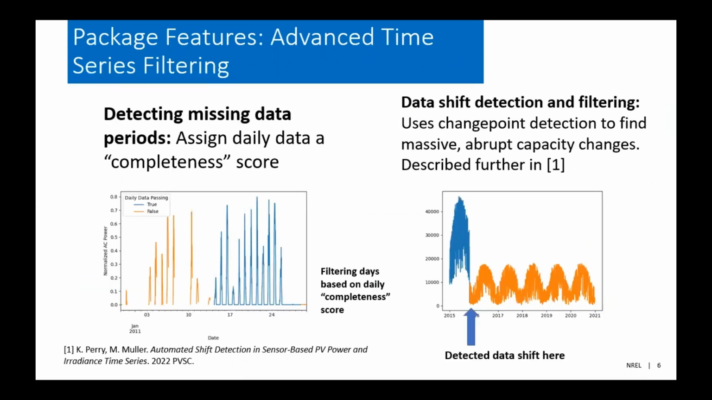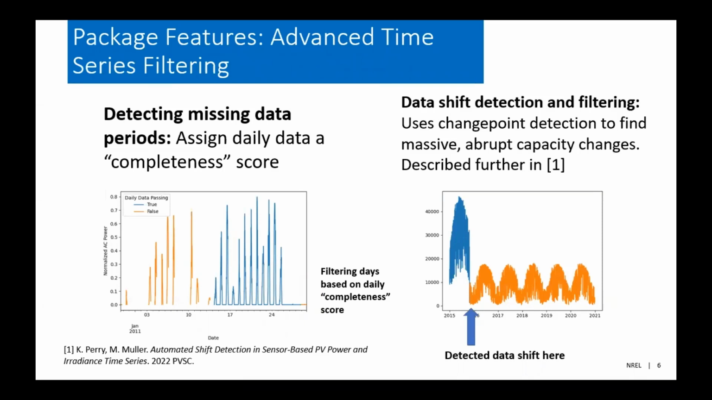Next up, going into some of our more advanced time series filtering routines, we have a function for detecting missing data periods and essentially filtering out days with large data gaps. So we do this via a completeness score. Essentially we look at each day of data, find what the data holes are in it, and if there is too much data missing, there's a settable parameter where that period gets filtered out. You can see this in action here on the bottom left of this slide with incomplete days filtered out in orange.